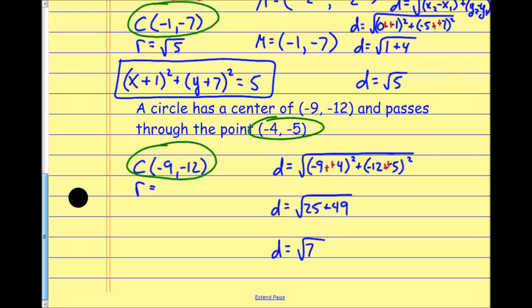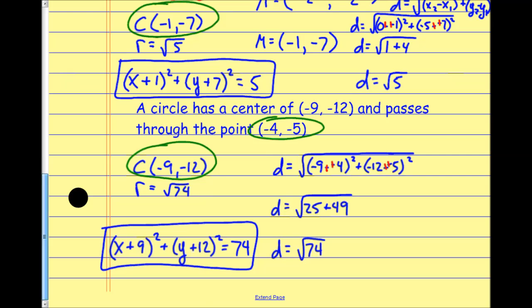And from here, I could start looking for perfect squares that divide evenly into 74. But really, why bother? I'm going to leave it like this, and I'm not even going to bother simplifying this radical, because I still know that when I plug this into my equation, x minus h, which is going to be like a plus 9 squared, plus y minus k, which is like a plus 12 squared, equals r squared. When I square that value, it cancels out my square root and just gives me the 74. And that's it. All right, so that's the equation of my circle. So we find the center, we find the radius, we plug it back in. Okay?